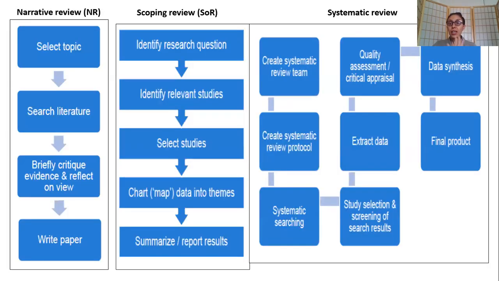All right, so this is just a diagrammatic representation of narrative, scoping, and systematic review. And as you can see, in a systematic review there are a lot more steps involved in generating the evidence and the literature in comparison to a narrative or a scoping review.